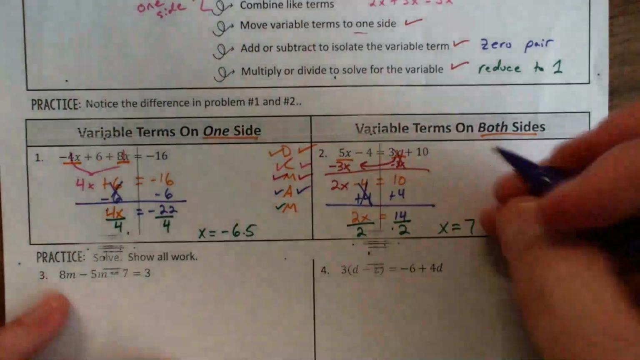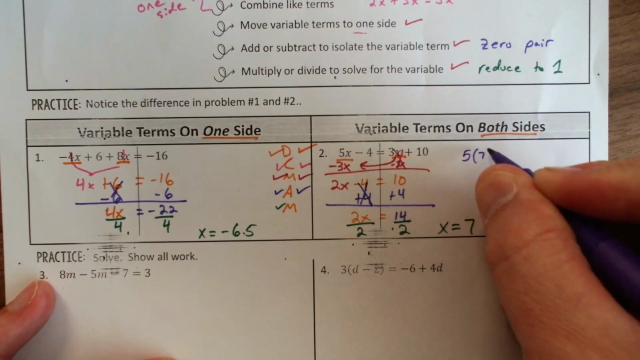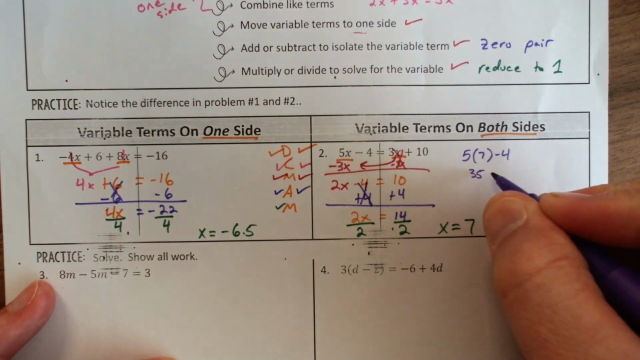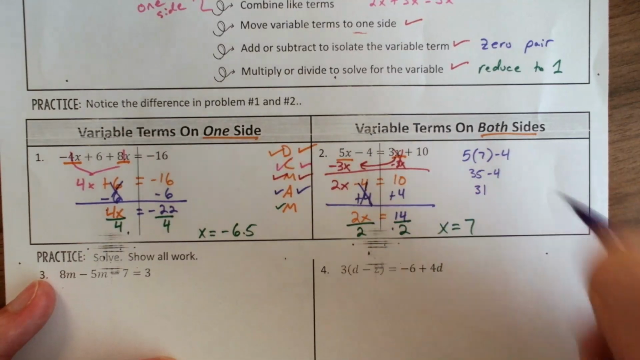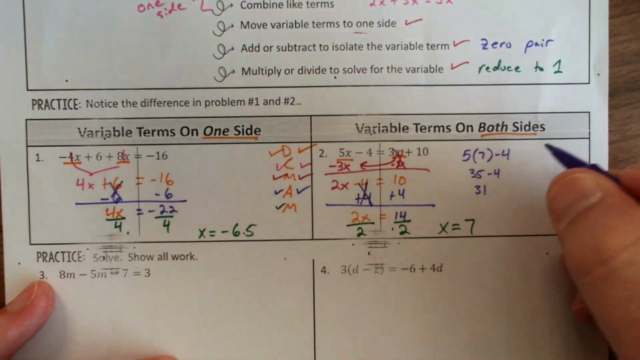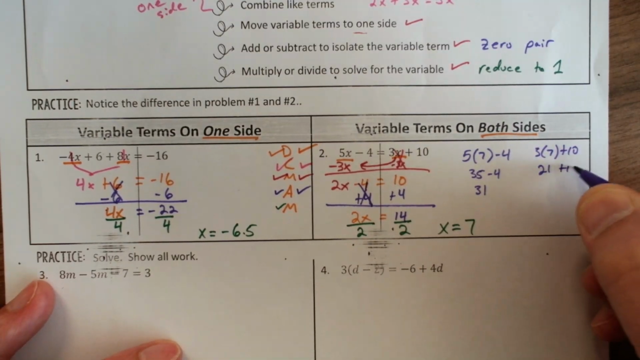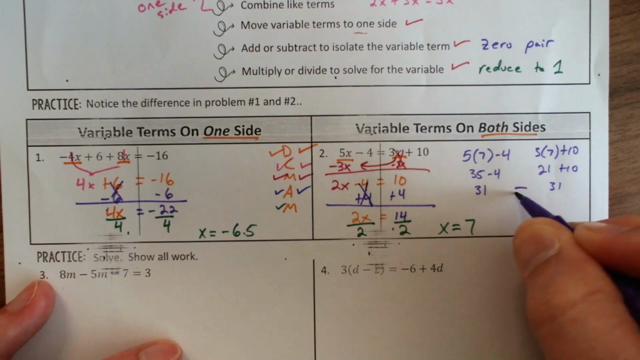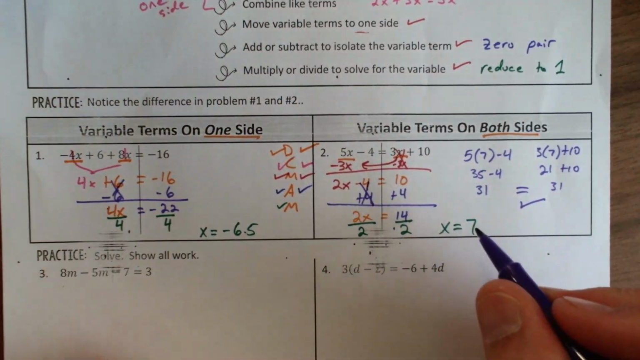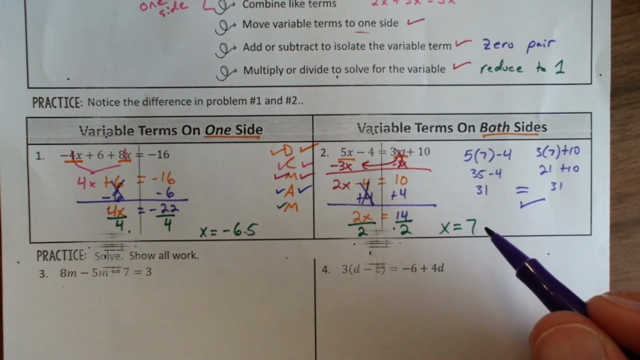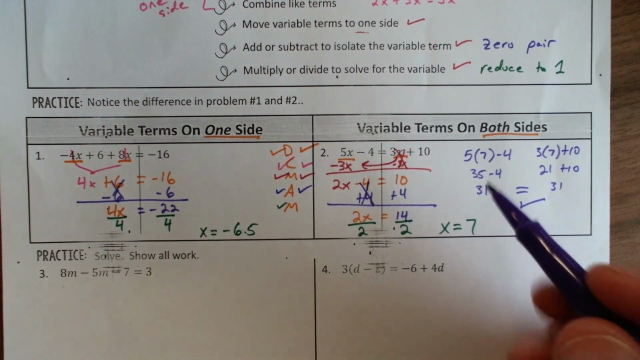And if I plug this in, 5 times 7 minus 4, 5 times 7 is 35, minus 4, that's 31. Over here, if I did 3 times 7 plus 10, 3 times 7 is 21, plus 10 is 31. Those are equal to each other, so that works. So that means out of all of the real numbers, 7 is the only one that can work to make sure that they stay balanced.